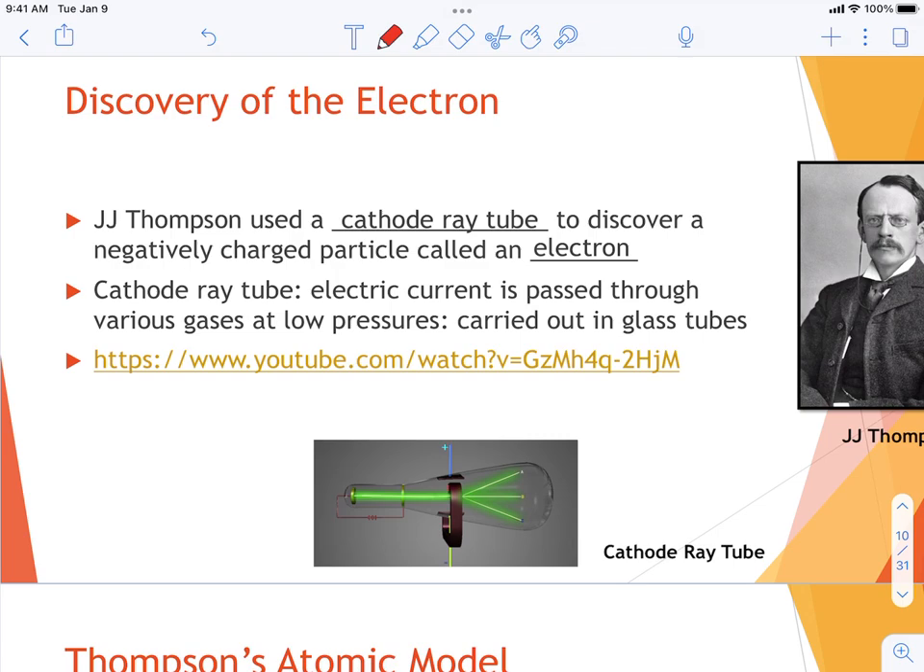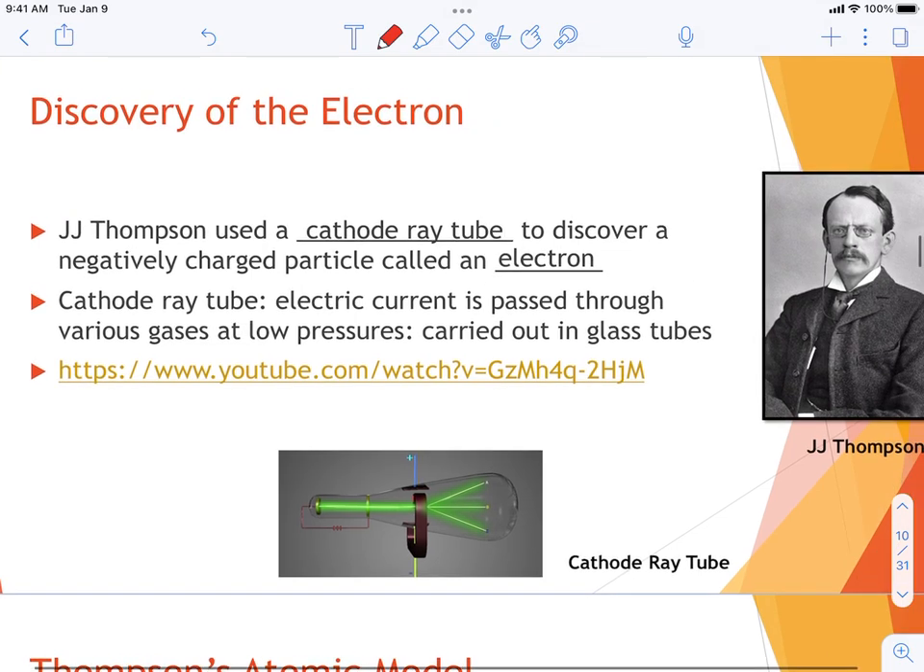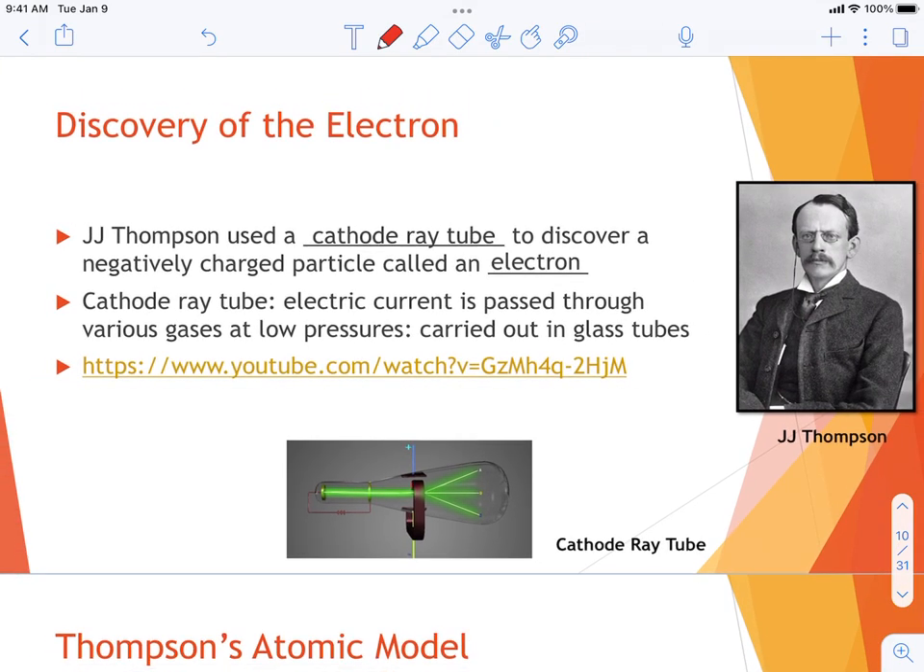So how did we come up with all this? Well, the electron was discovered by someone called J.J. Thomson. And he used what's called a cathode ray tube to discover the electron. Cathode ray, you would find those in very old television sets. And what happens is electric current is passed through different gases at a very low pressure. And you'll get your fluorescence like this, and then it comes through the TV and it shows up on the screen, and that's how you get your image. That's how you would watch TV back in the day.